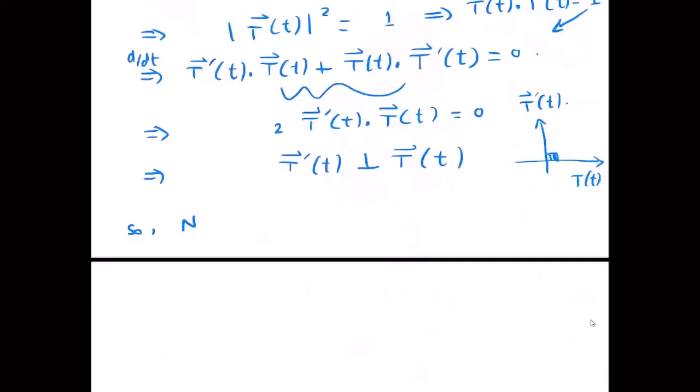And then the third vector is B. So we have T, N, and B, the frame. We have T and N now, and define B as the third vector perpendicular to both of them.